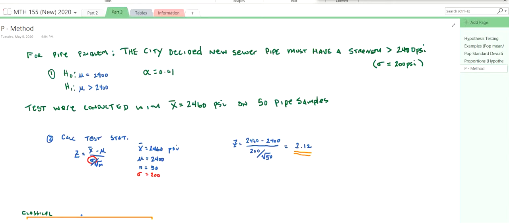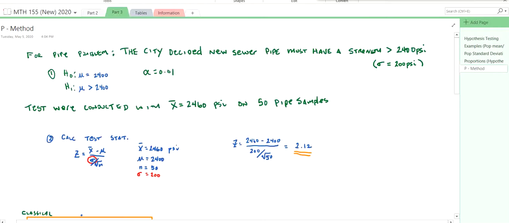If you recall, the city decided it needed sewer pipes, and those pipes needed to have a strength of greater than 2400 psi. So we set up a hypothesis test where the null hypothesis is that the mean was 2400, and our alternate hypothesis is greater than 2400. We want to do this at a level of significance of 0.01. Tests were conducted by the city on 50 pipes, and they got an average pipe strength of 2460. So is this good enough?